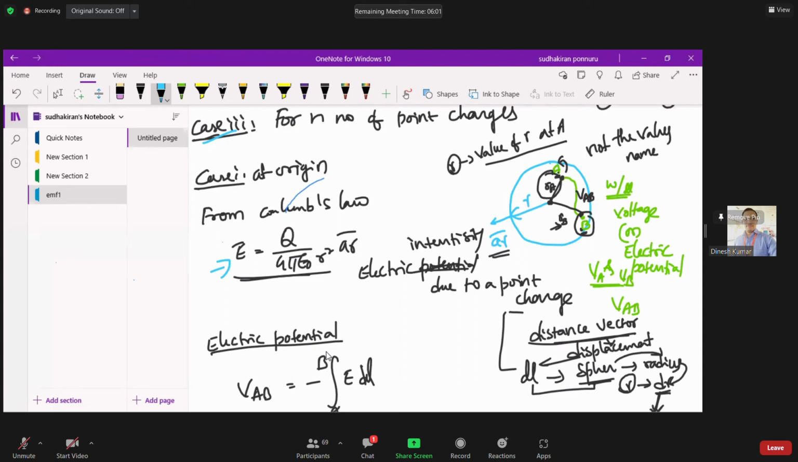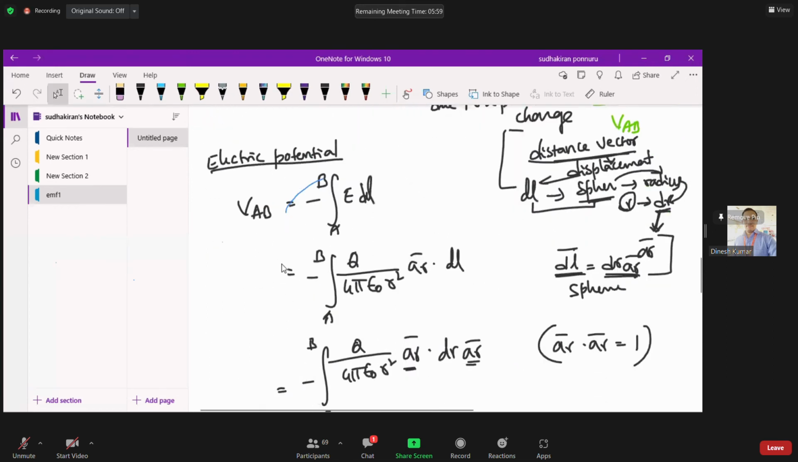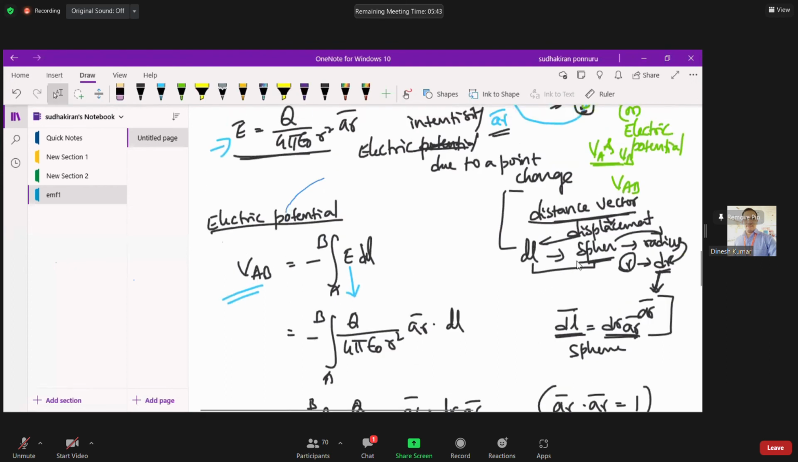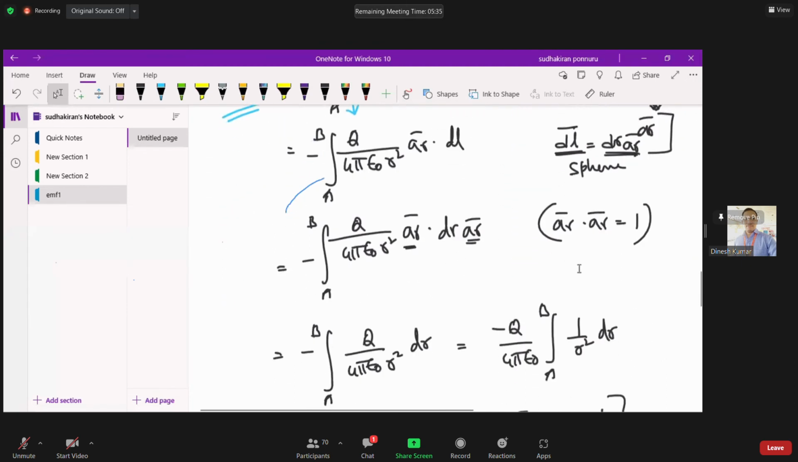And from the earlier derivation of electric potential, we have taken VAB is equal to minus integral A to B E dot dl. Whatever E we have, we substituted here and proceeded. And this is the important thing, where we replaced the value of dl with dr ER bar, and finally we proceeded with the derivation.